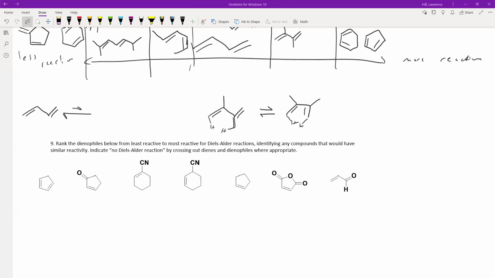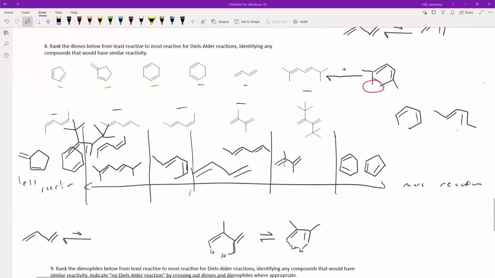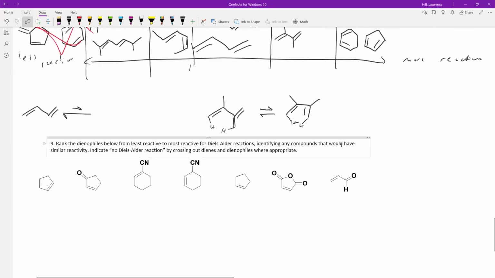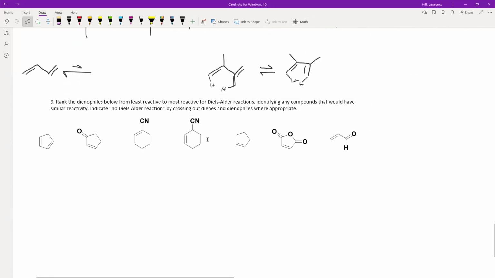Okay, so here you're asked to rank the dienophiles from least reactive to most reactive for a Diels-Alder reaction, identify any compounds that have similar reactivity, indicate no Diels-Alder by crossing out dienes and dienophiles where appropriate. So I didn't cross them out up here. But what we were saying up here was these wouldn't react. This probably wouldn't react. All right, so anyway, doing this for the dienophiles below.